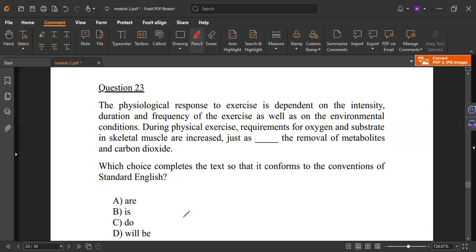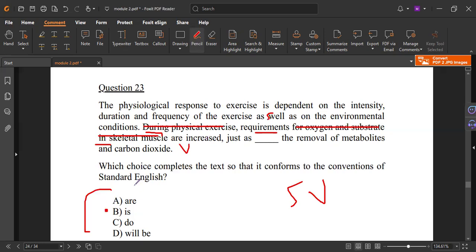Let's prove together why B is correct. Let's see, what is your sentence? From full stop to full stop. So you are looking for the subject because all of these are verbs. How can we find the subject? Delete the phrases. During a preposition, so preposition phrase delete. Requirements for preposition phrase delete. And then preposition phrase again, delete. So requirements are increased. So the subject is a verb.